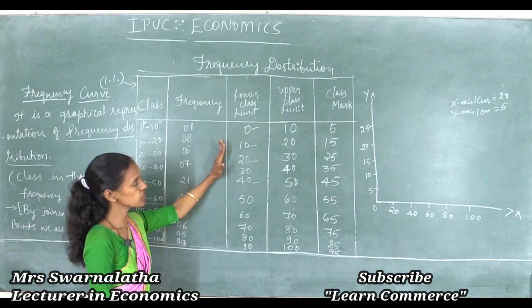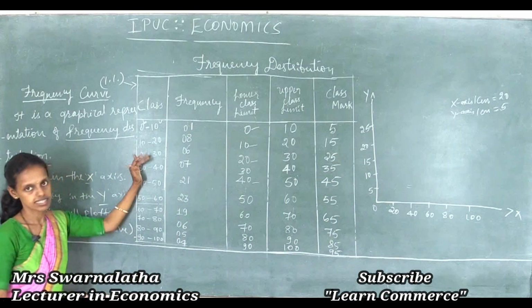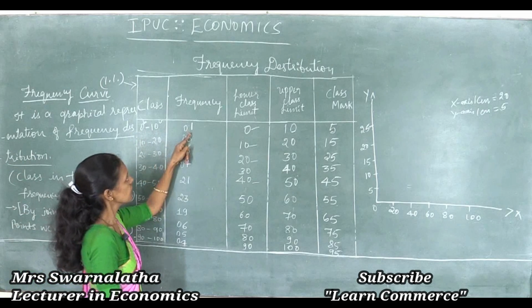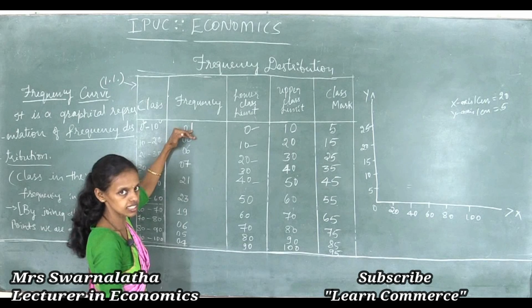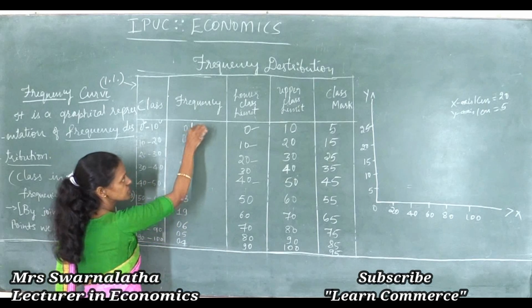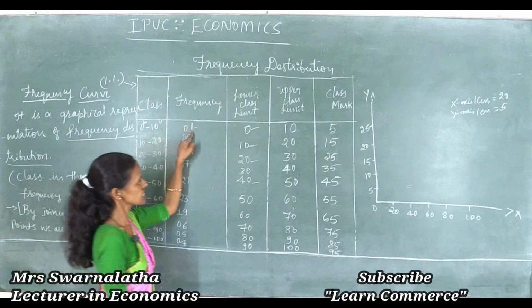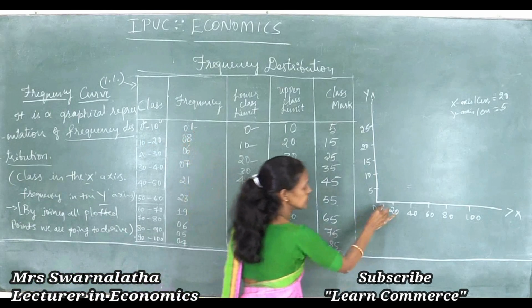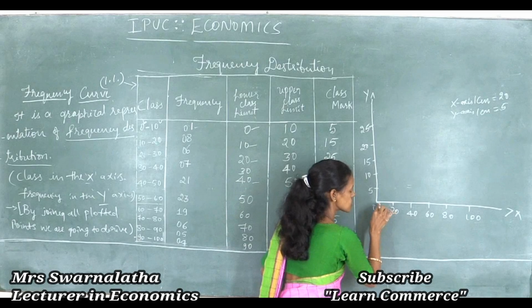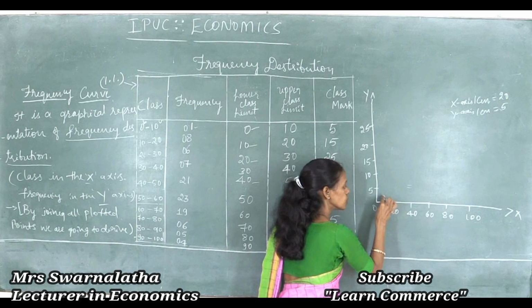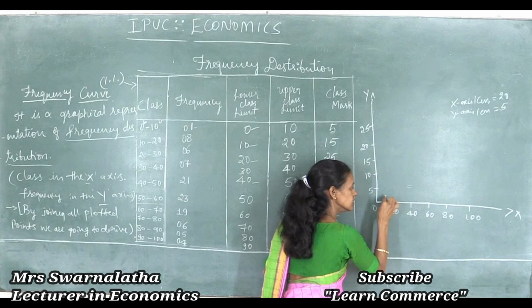Now just concentrate on the frequency and classes. For the class 0 to 10, how many observations are there? Only one observation is there. Here we consider that 0 to 10 lies in between 0 to 20, so only one observation.